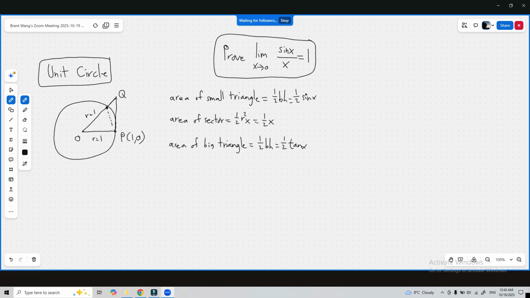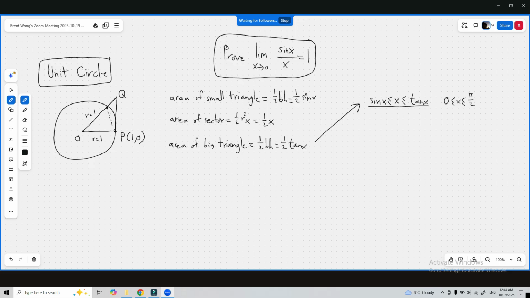It's safe to say that when x is between 0 and pi over 2, you have sine x less than or equal to x less than or equal to tan x. Because geometrically, you can clearly see that the area of the small triangle is smaller than the area of the sector, which is smaller than the area of the big triangle. So this inequality has to be true.